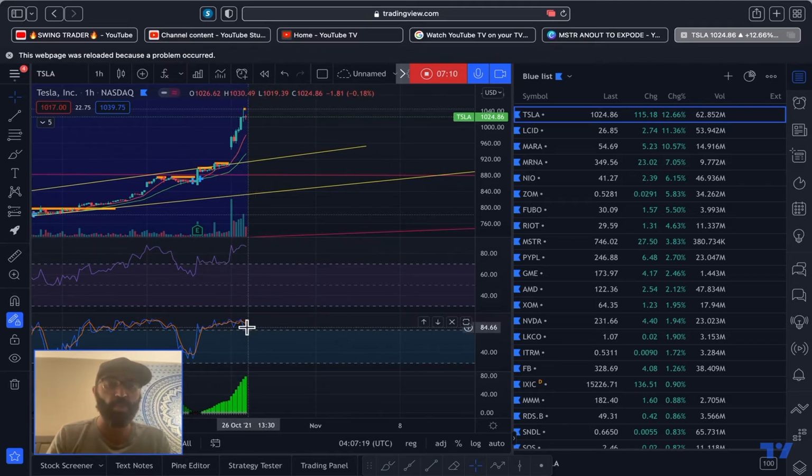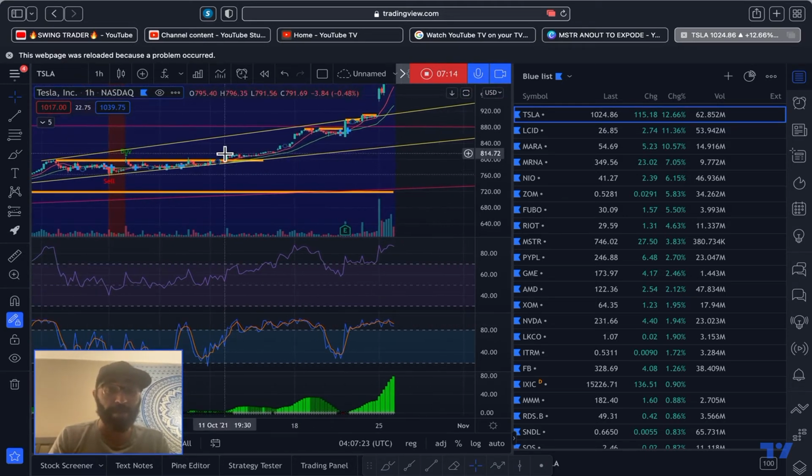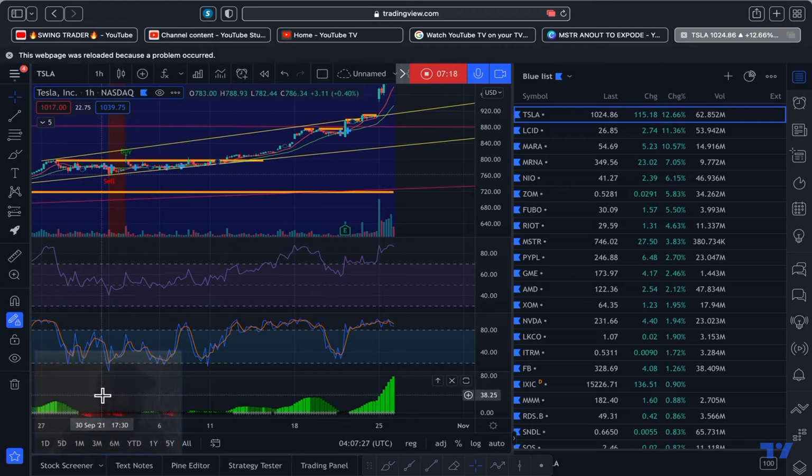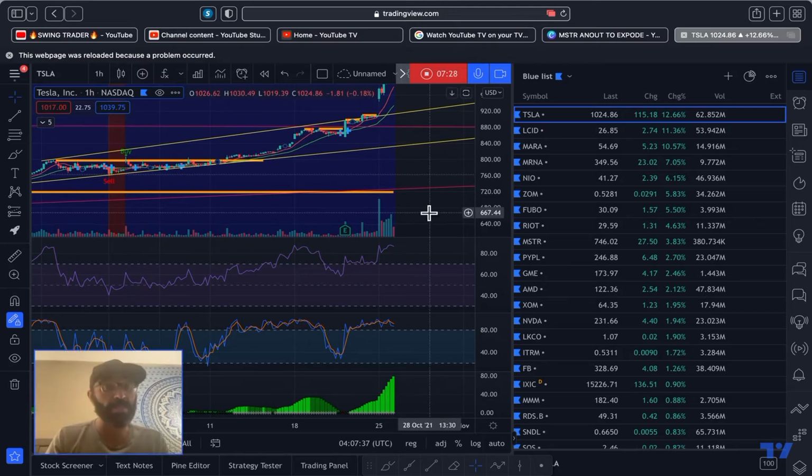Look at the stochastic, way overbought. It's still a buy signal. And actually, I want to show you, it's been a buy signal since October 4th, '21, right? So it's been a buy since, and it has not changed to a sell. So that's still definitely bullish.